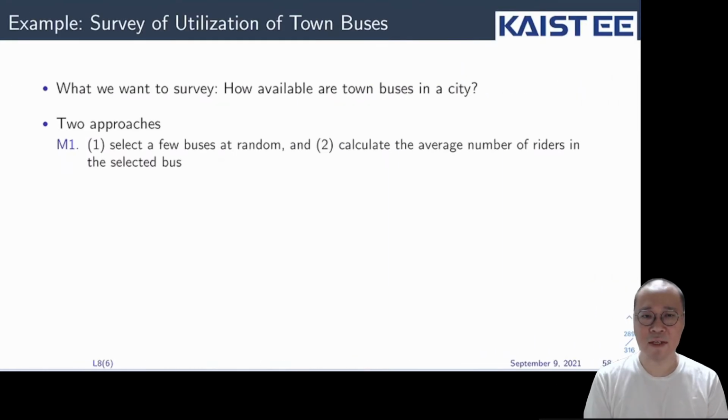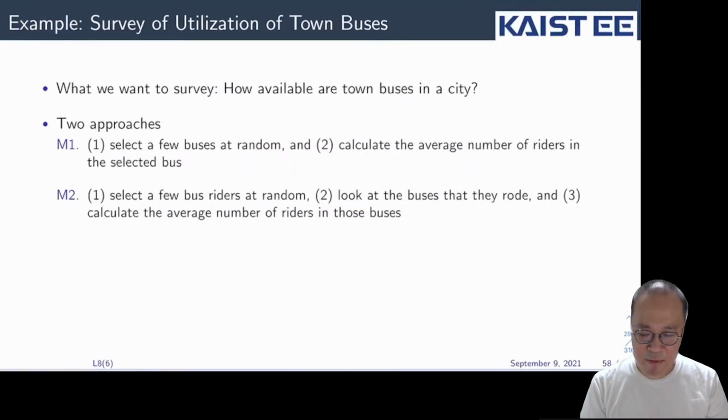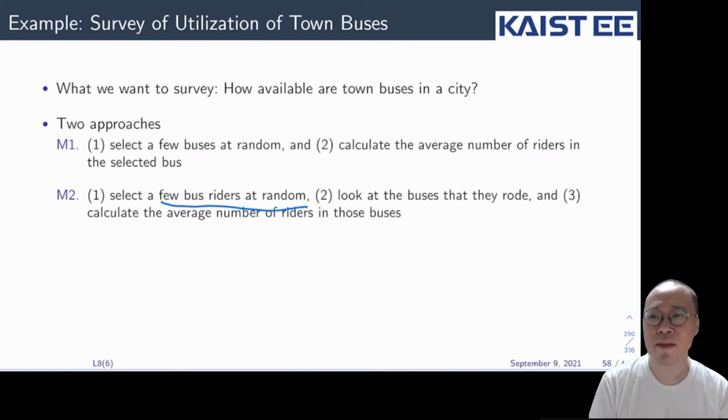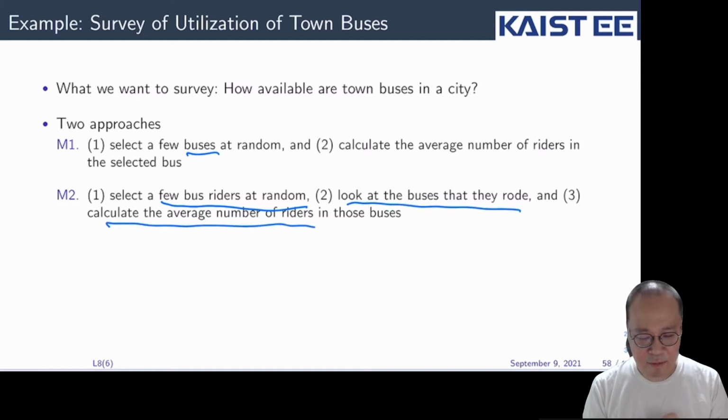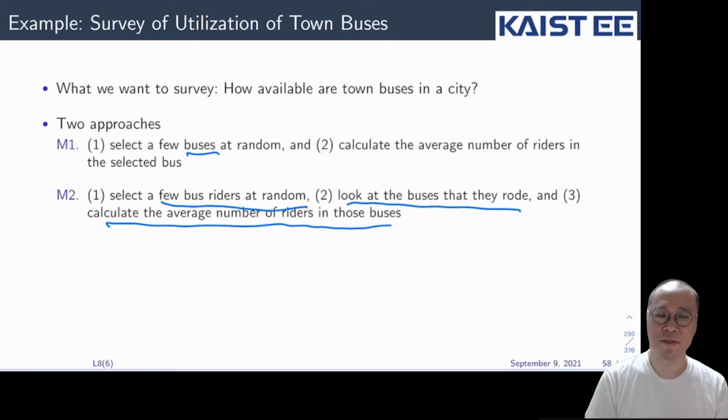The first method is as follows. First, we select a few buses at random because we cannot investigate all the buses, and then calculate the average number of riders in the selected buses. But we can think about the other method. What we can do is to select a few bus riders first at random, not the buses, and then look at the buses that they rode, and then calculate the average number of riders in those buses.